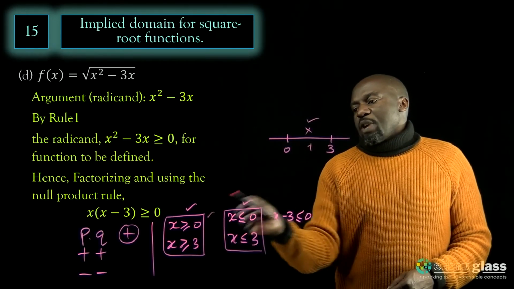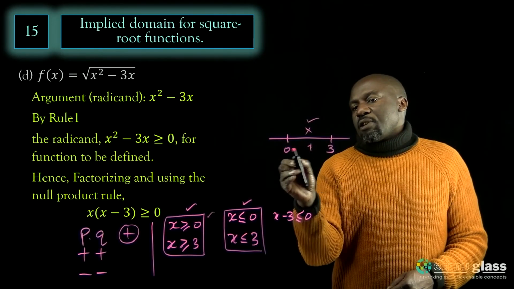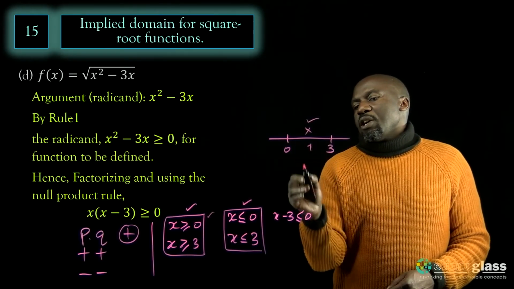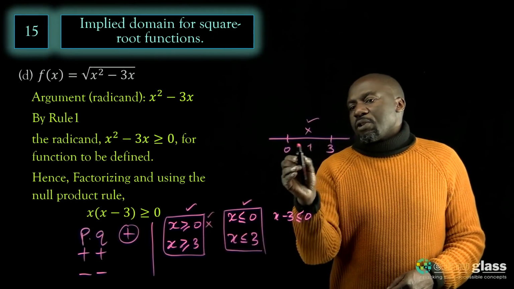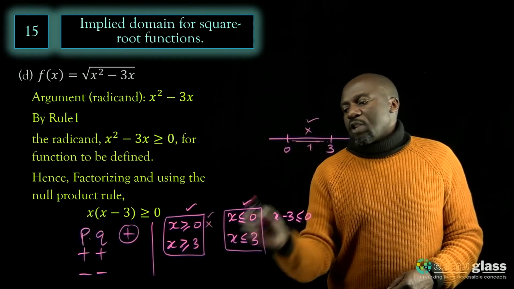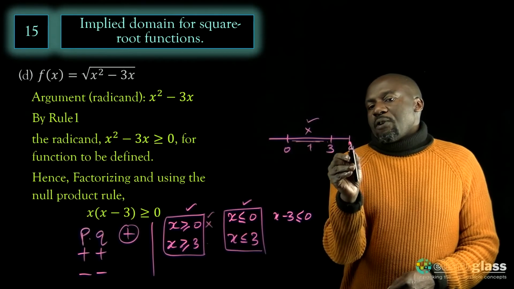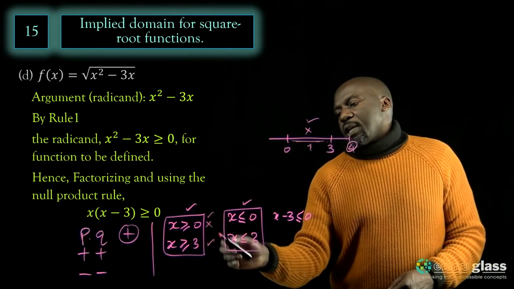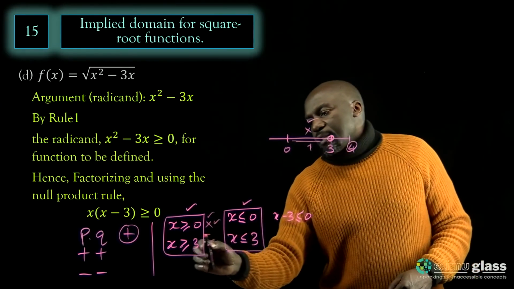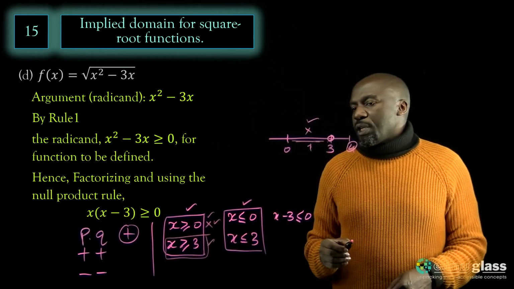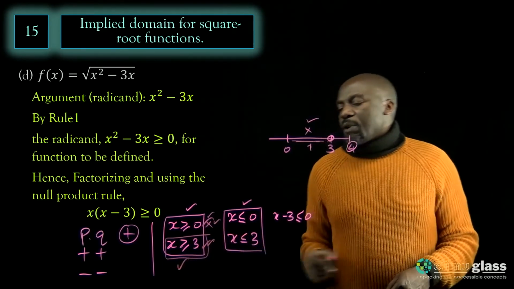So it may be greater than 0, but it's not greater than 3. So we cannot take this one because there are numbers between them that will not satisfy this. But if I take a number like 4, well, 4 is greater than both 3 and 0. So therefore, by taking x greater than or equal to 3, I am representing this as well as that. So for this case, I will take those two.